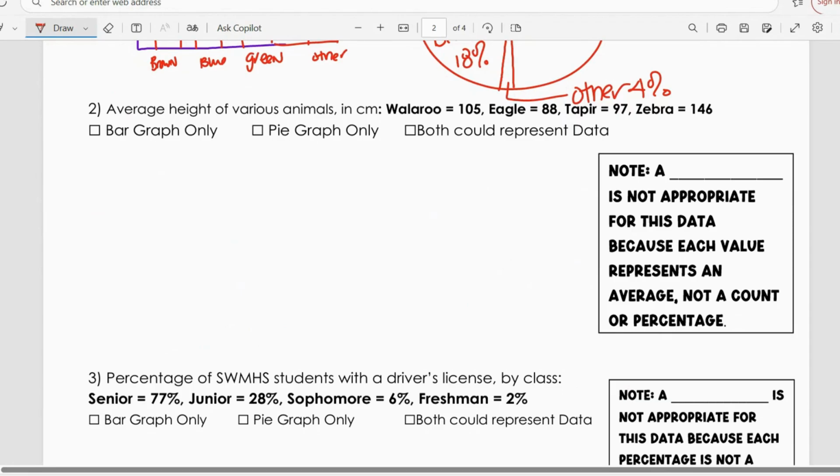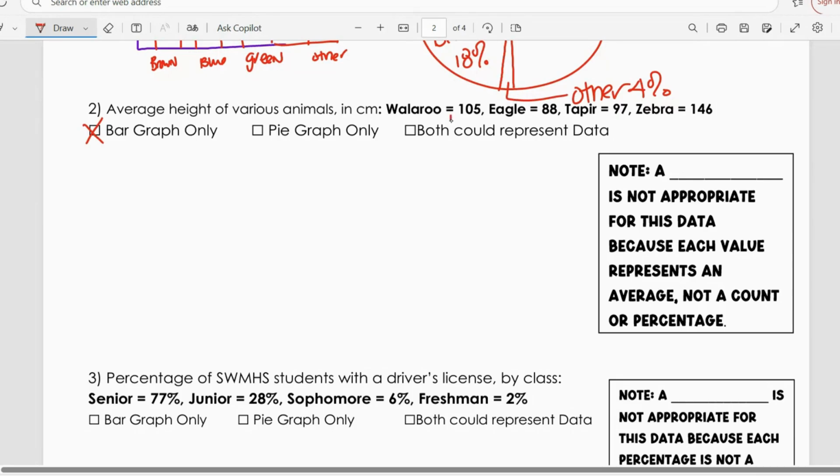Number 2 says the average heights of various animals in centimeters, and it gives me the animals and their heights. Now, in this case, it's a little bit tricky because this is giving you the average height of various animals. You don't know how many animals were in this survey, and this is the average height. It's not giving you an exact count or a percentage. So in this case, you're only going to be able to use a bar graph, and let's do the same thing that we did before.